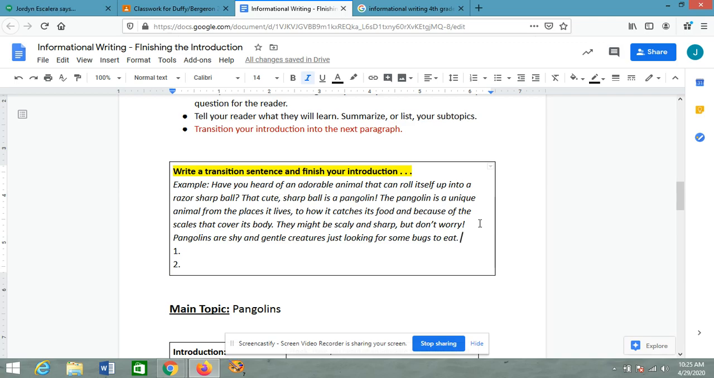Ooh, I think I like that one a lot. So let's read that back. Have you heard of an adorable animal that can roll itself up into a razor-sharp ball? That cute sharp ball is a penguin.